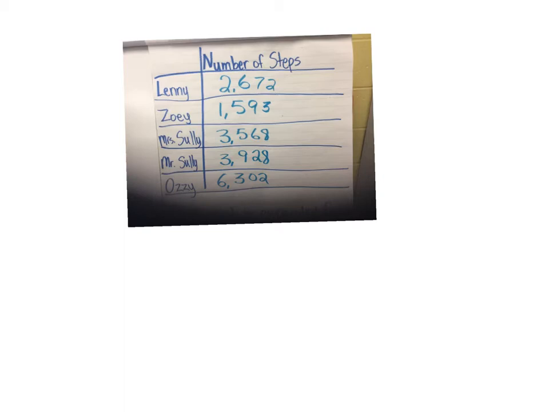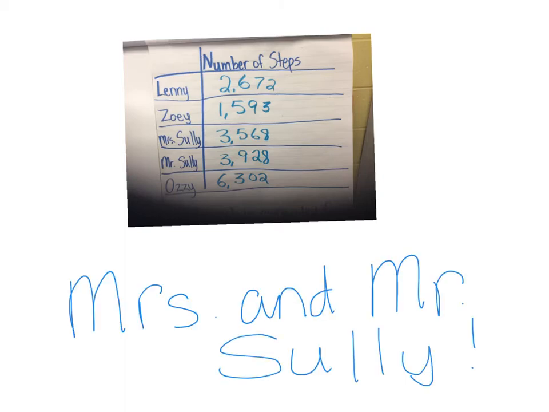Which members of the group have the same digit in the thousands place and in the ones place? Pause the video and write your answer. All right, and the answer was Mrs. and Mr. Soley. If you look closely at their numbers, we see that they both have a 3 in the thousands place and they both have an 8 in the ones place. That was the correct answer.